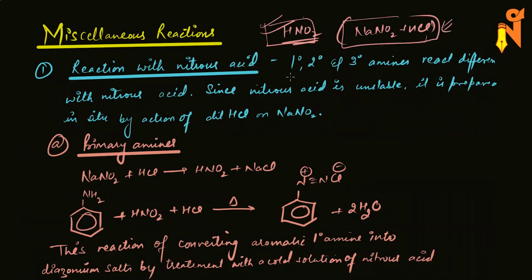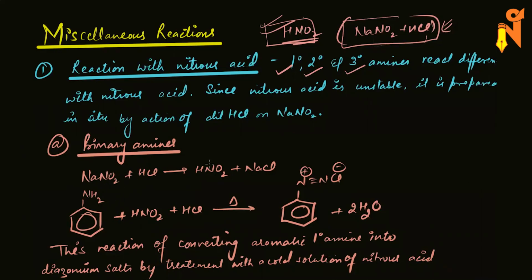Now this reaction with HNO2 can happen for primary amines, for secondary amines, and for tertiary amines, for aliphatic amines and also aromatic amines. But the observation will be different in each case. The observation will be different and the reaction will be different in each case. So let's first understand the reaction with the primary amines.